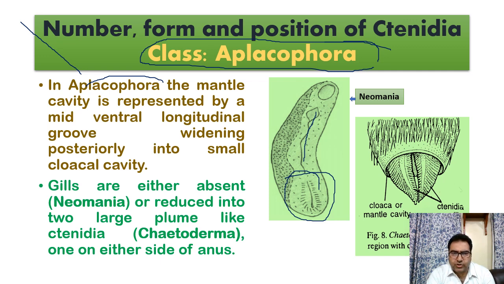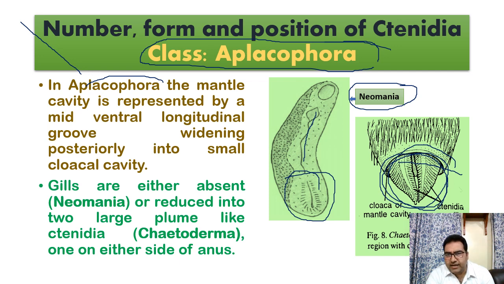So when we talk about the gills, they are either absent. In the case of Neomenia, for example, the gills are either absent or reduced into 2 large plume-like ctenidia. In Neomenia the gills are absent, whereas in the case of Chaetoderma, the gills form the large plume-like ctenidia on either side of the anus.